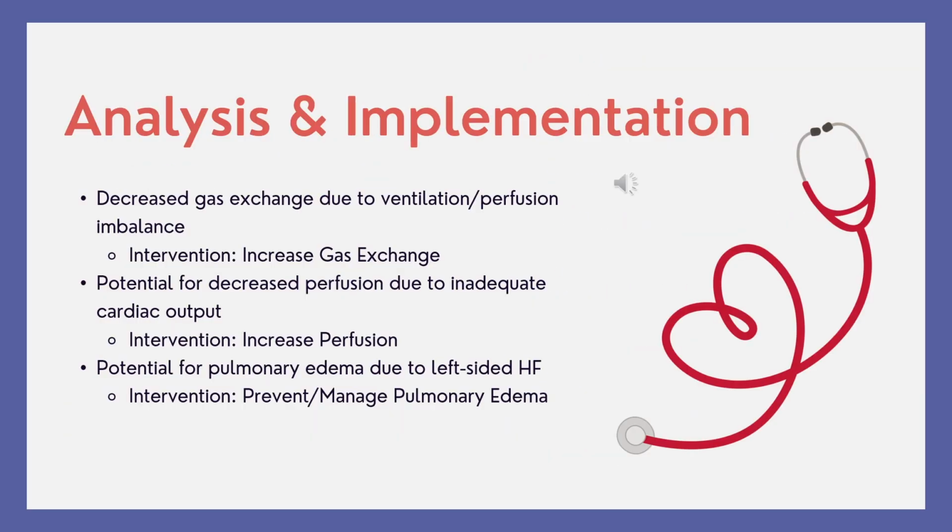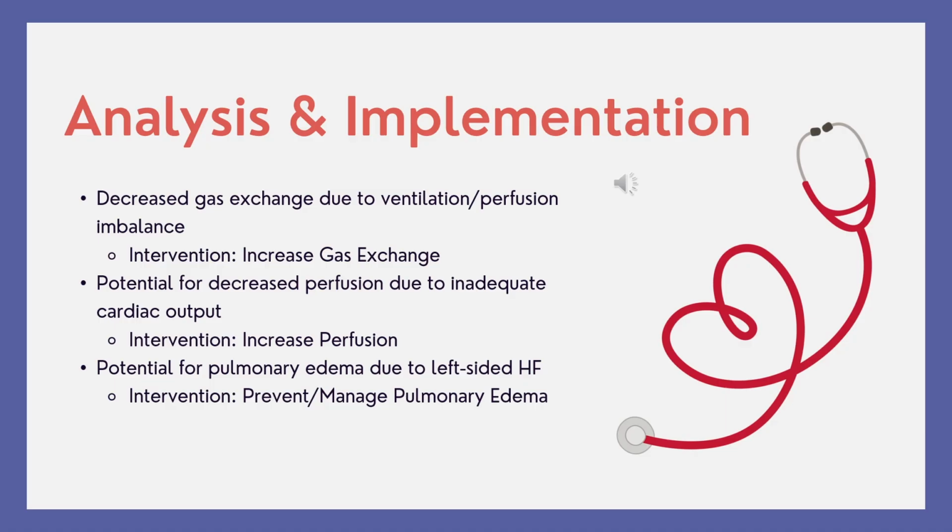All right, moving on to analysis and implementation. Whenever we're analyzing and implementing our interventions for heart failure, we have three key areas that require our focused attention. That is gas exchange, perfusion, and pulmonary edema management. So our first priority problem is going to be decreased gas exchange. This is a very common issue in heart failure, especially left-sided heart failure, due to ventilation and perfusion imbalances that are caused by pulmonary congestion.